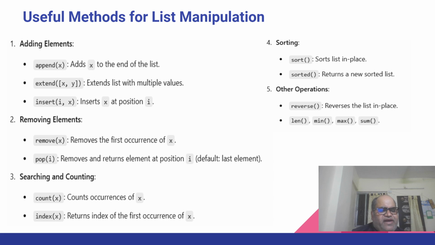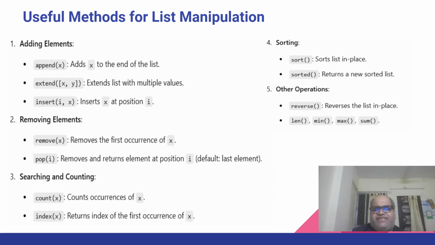Searching and counting. You can count the occurrence of x in a given list. So if your list A is equal to 1, 2, 3, 4, 4, 3, 2, 1, right? And if you want to count the occurrence of 4, you can say A dot count of 4, right? Index also works. Find the first occurrence of x, so A dot index of 4, right? And what happens if it is not present, then a value error will be given. Similar to what you had with find in case of string.